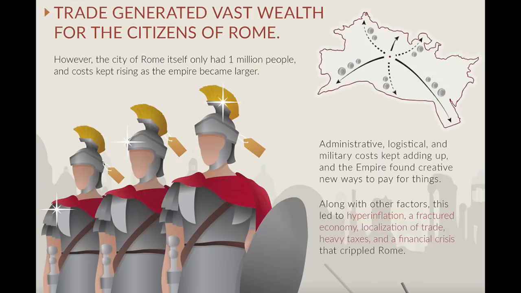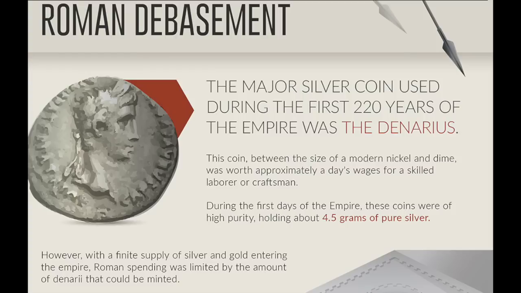Military costs. You know, it's expensive to have an empire. You've got to defend all those borders and all of your interests. All of your interests. Remember that too. Along with other factors, this led to hyperinflation, a fractured economy, localization of trade, heavy taxes, and a financial crisis that crippled Rome. Some key words there that should ring true and stimulate some thoughts in us as well here in the year 2016.